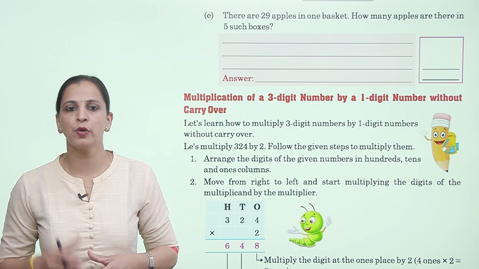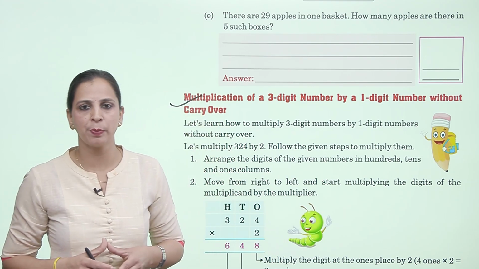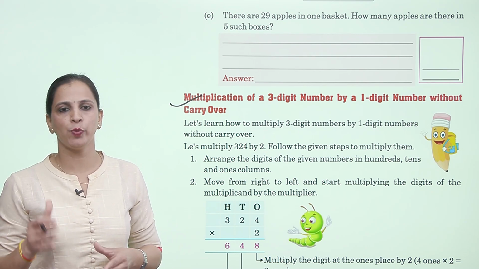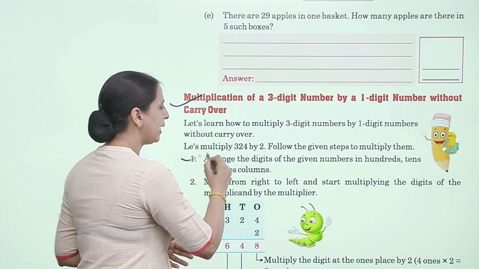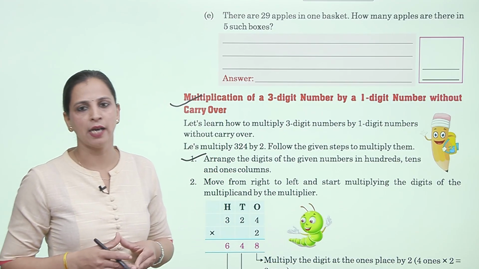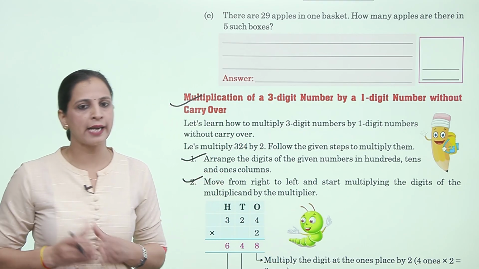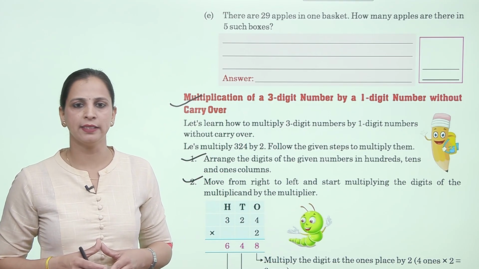नाउ मल्टीप्लीकेशन ऑफ अ 3 डिजिट नंबर बाय 1 डिजिट नंबर विदाउट कैरी ओवर। Let us learn how to multiply 3 digit number by 1 digit numbers without carryover. Let us multiply 324 by 2. Follow the given steps to multiply them. First, arrange the digits of the given numbers in hundreds, tens and ones column. Second, move from right to left and start multiplying the digits of the multiplicand by the multiplier.